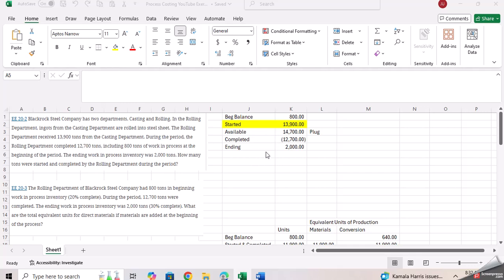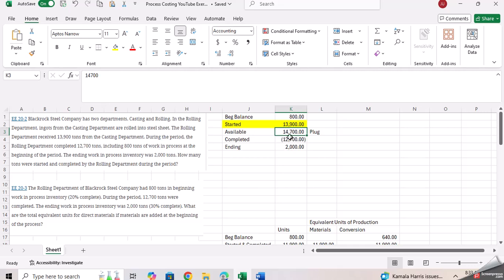So I've mapped it out already. If we come over here, they tell us the beginning work in process was 800 tons. Then this is what they started, right? They received 13,900 tons from the casting department. So again, they're after the casting. So we know that too. Then what is available, I had to calculate. It would be those two added together. You could also back into it too. So again, the 800 plus the 13,900 gives us what's available.